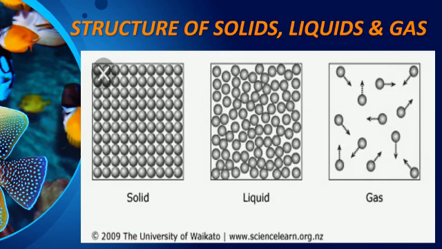Here we have the structure of solid, liquid and gases. In the first diagram you can see the structure of solid, where particles are quite close to each other, and then in the next we have liquid, and the last diagram is of gases. It means that solids have a well-defined shape. Liquid and gas do not have a well-defined shape.